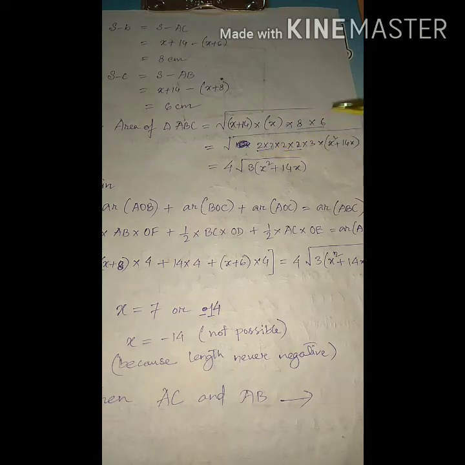8, 2, 2, 2 and 6, 2 into 3. So from here 2 common, so 4. That's why we get the area of the triangle ABC. Is it clear? Okay.